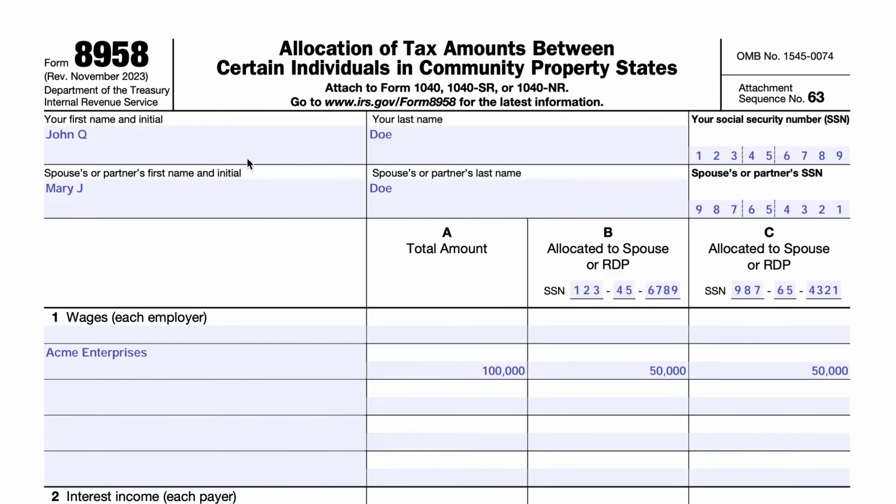So let's start at the very top of the form. We've got both taxpayers, John Doe and Mary Doe. They live in Texas, which is a community property state. So we'll put their social security numbers at the top of the form. And then you'll notice that there are 3 columns: column A, column B, and column C. We simply put column B as, in this case, John Doe, and column C is Mary Doe, and then column A is the total amounts. So for all line items, the amount in column A should equal the sum of columns B and C.